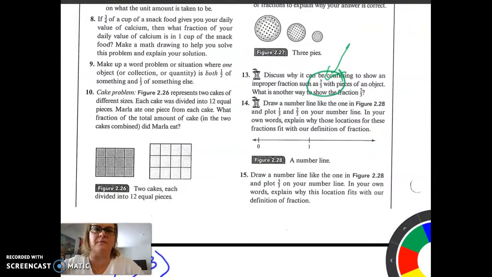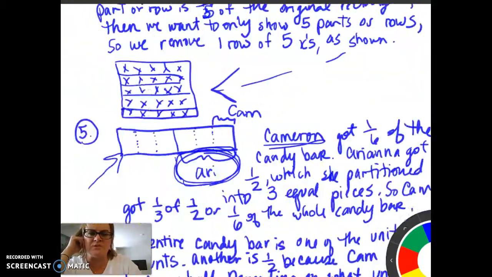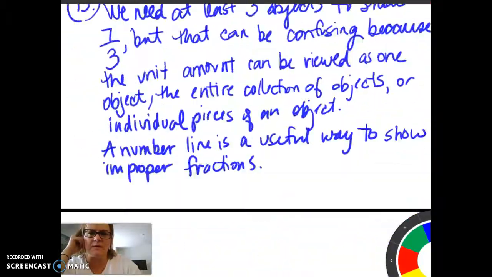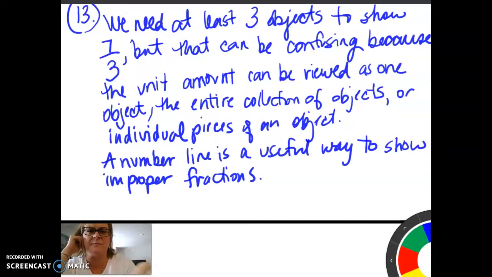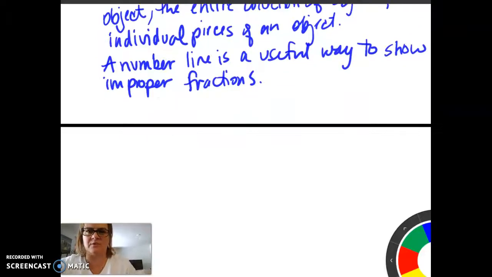Number 13: discuss why it can be confusing to show an improper fraction such as 7/3 with pieces of an object, and what's another way to show the fraction 7/3. So yeah, it can be really confusing. We need at least 3 objects to show 7/3, but that can be confusing because the unit amount can be viewed as one object, it can be viewed as the entire collection of objects, or it could even be viewed as individual pieces of an object. So the more useful way to show improper fractions would be a number line.